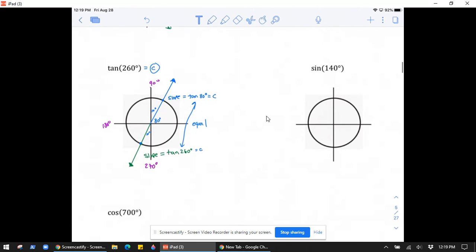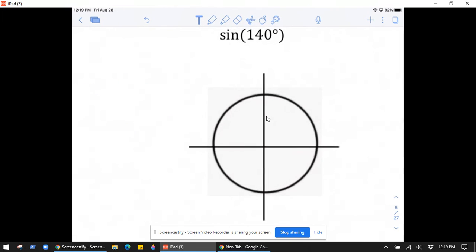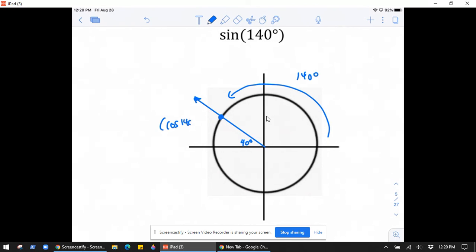And just a couple more. Let's see, sine of 140 degrees. Let's try that one. So 140 degrees takes you just 40 degrees shy of 180. So it takes you something like this. It looks something like that. So if this angle that you just rotated is 140 degrees, that must make this reference angle 40 degrees. And again, this point right here has coordinates cosine of 140 degrees, sine of 140 degrees.